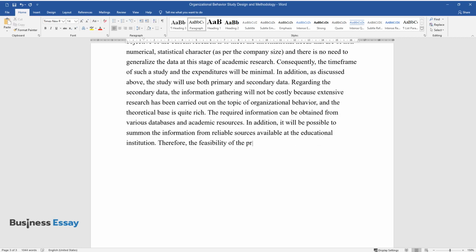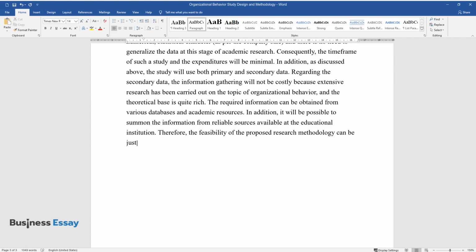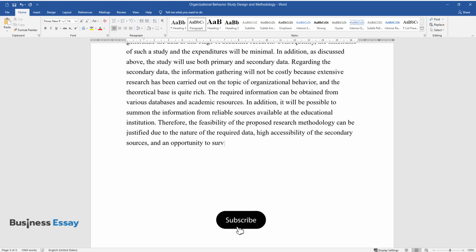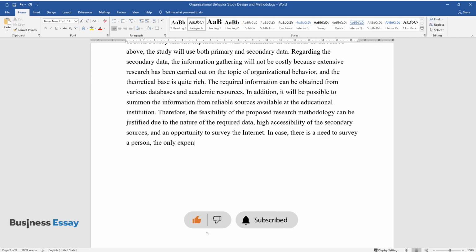Therefore, the feasibility of the proposed research methodology can be justified due to the nature of the required data, high accessibility of the secondary sources, and an opportunity to survey the internet. In case there is a need to survey a person, the only expense to consider will be printing out the materials.